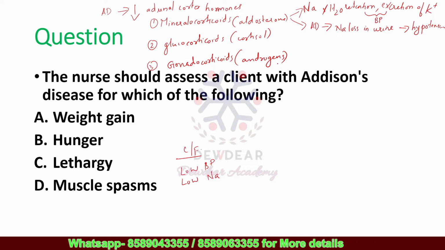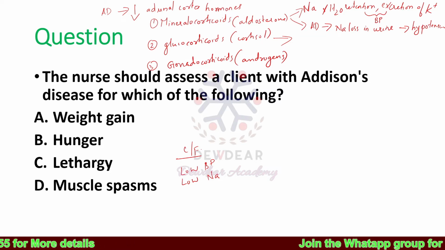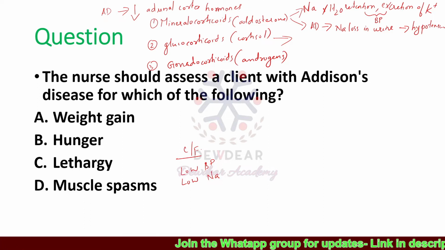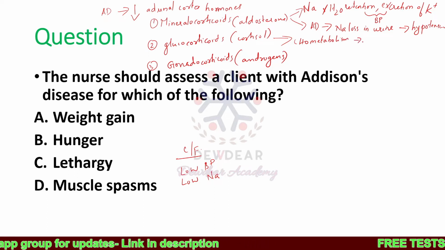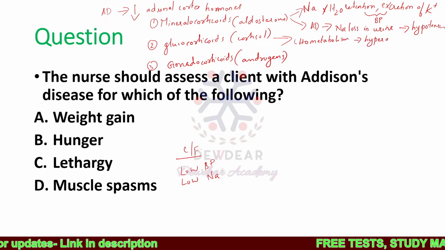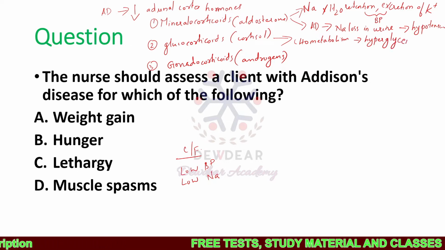Then glucocorticoids, or cortisol, is another adrenal cortical hormone, mainly cortisol. And what is the function of this hormone? Glucocorticoids help to maintain or regulate the carbohydrate metabolism. This cortisol helps to regulate the carbohydrate metabolism in our body normally. That is the function, so that maintains the glucose level. It is helping the carbohydrate metabolism.